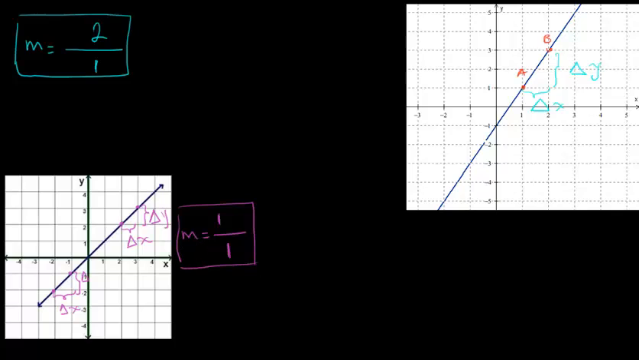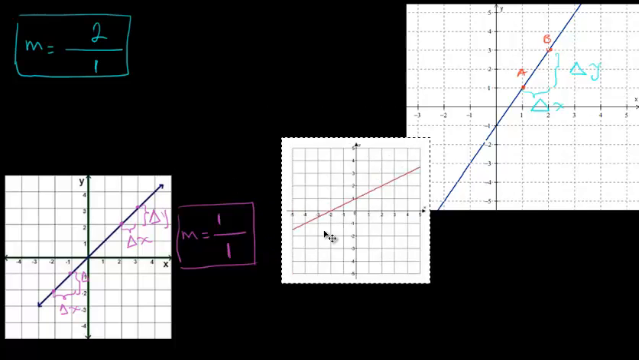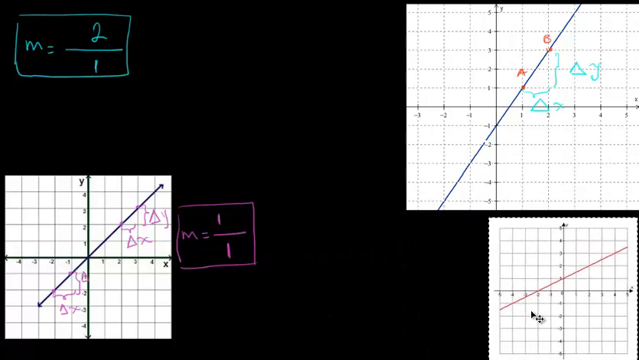Let's do one more example, and let's say we have this graph and somebody asks you to calculate the slope of this line. You know the slope is the ratio of the change in the Y value over the change in the X value, or rise over run. By rise we mean how far up the Y axis we go, and by run we mean how far along the X axis we go.